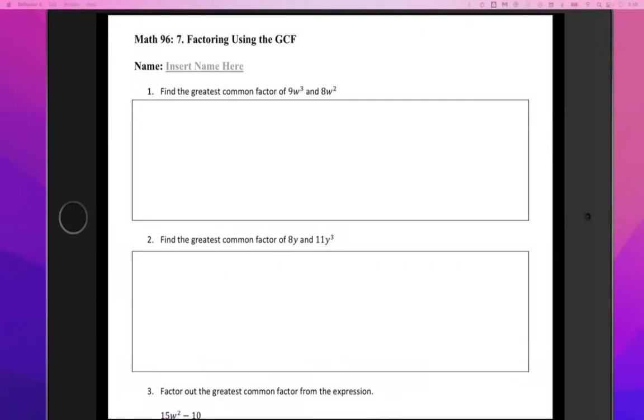Okay, so we are back with homework 7, and we're figuring out what the greatest common factor is, and then using the greatest common factor to change an expression to look a little bit different.